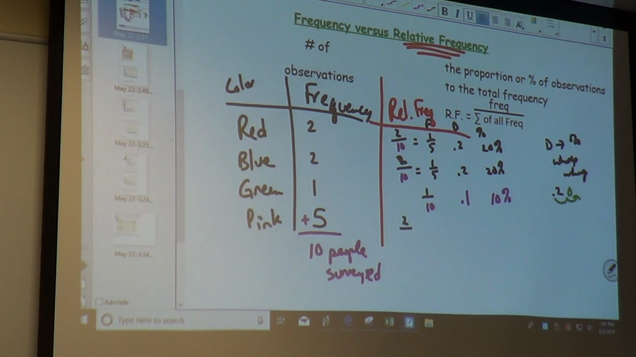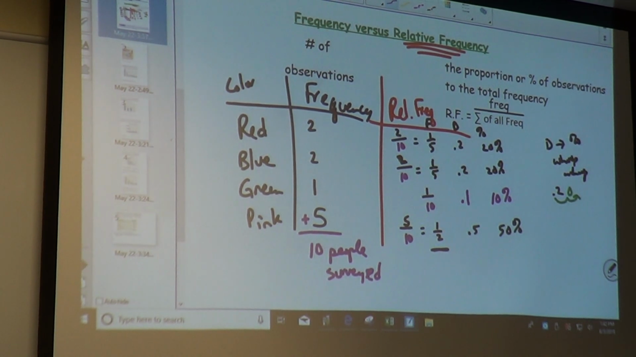2 out of 10. No, 5. Just making sure y'all are paying attention, just kidding, I didn't read it. 5 out of 10, which is 1/2, which is 0.5. 50%. Now, all of your frequencies, what do you think those fractions add up to?